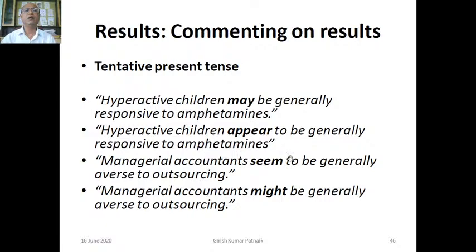Commenting on the results, because finally you will have to give a comment. You need to give a conclusive statement, and you need to say how it is going to progress further. There you will have to use the tentative present tense. In this example, you can see it very well: hyperactive children may be generally responsive to amphetamines. So I'm using the tentative present tense verb may. In the second example, I'm using the verb appear. Third example, I'm using seem. Fourth example, I'm using might. So these are the tentative present tense, and I have already listed this in the earlier slide. You are supposed to use these where you want to say the implication of your result. That we call commenting on the results.